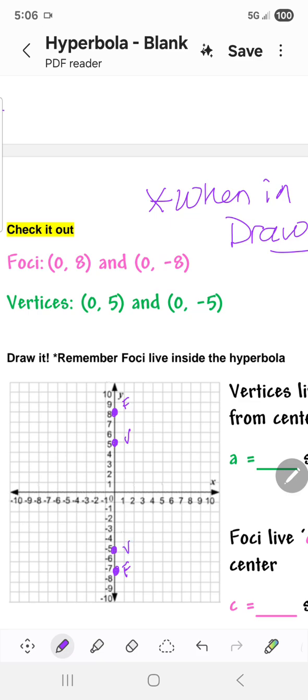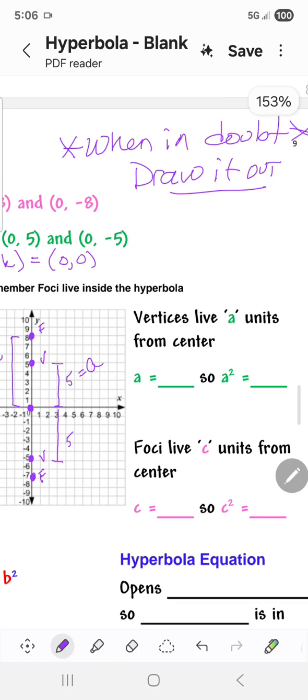Again, let's take a look at things. We need to figure out, this is 5 units, and this is 5 units. It looks like the center is 0, 0. So it looks like H comma K is going to be 0, 0. Also, my vertices live A units from center, so it looks like A is 5. The foci live C units from center, and it looks like C is 8. So I've got A is 5, so A squared is 25. And C is 8, so C squared is going to be 64.